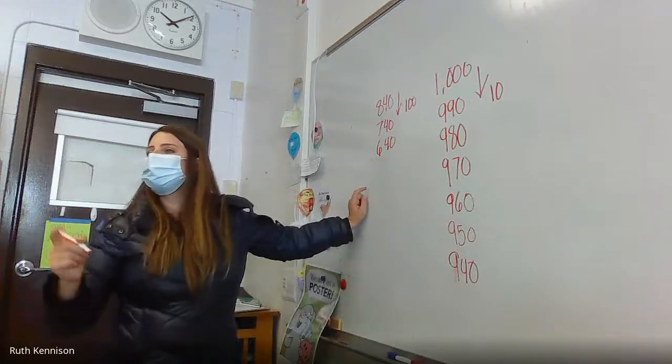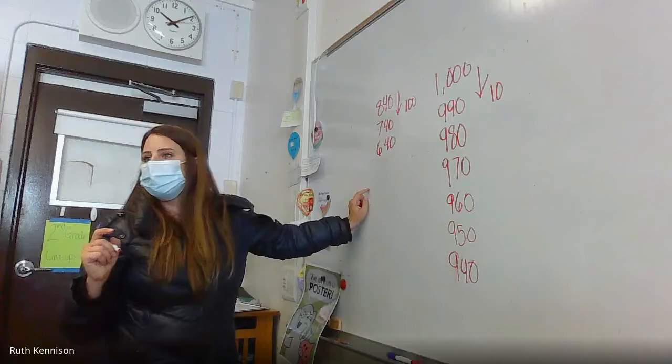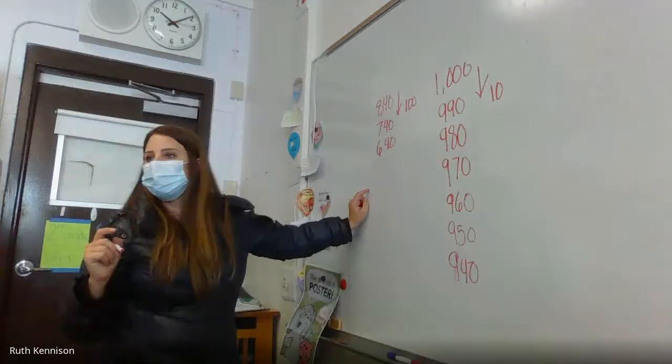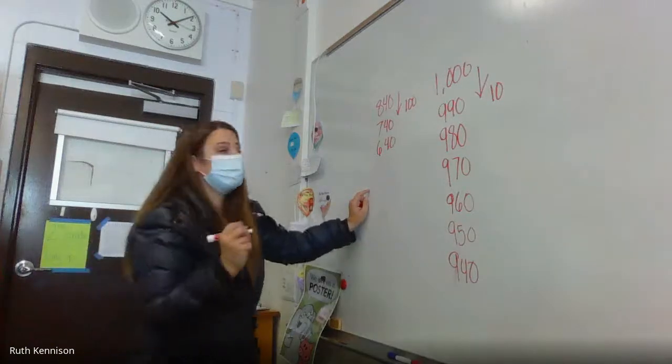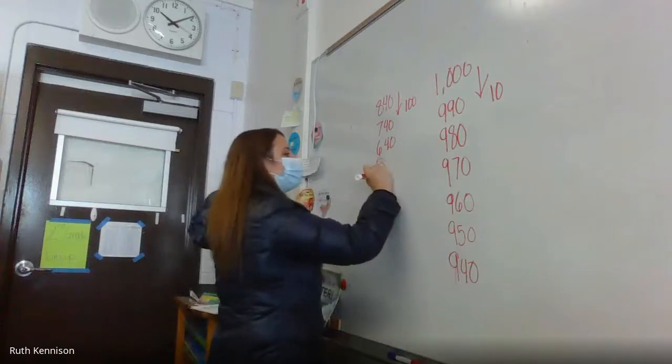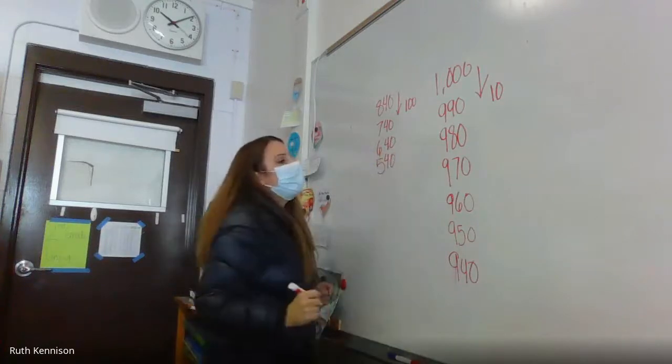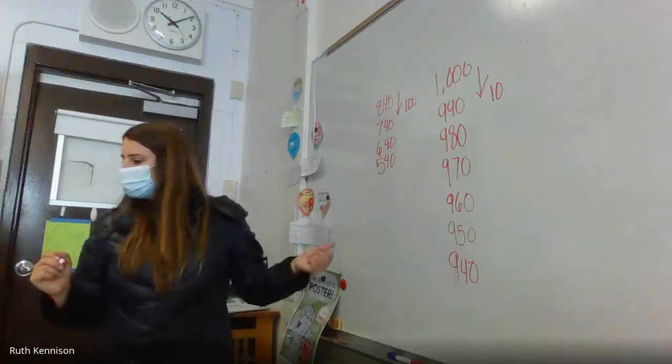100 less than 600 would be 540. Excellent. Louise, pat yourself on the back, kiss your brain. If you guys know how to keep going from there, awesome.